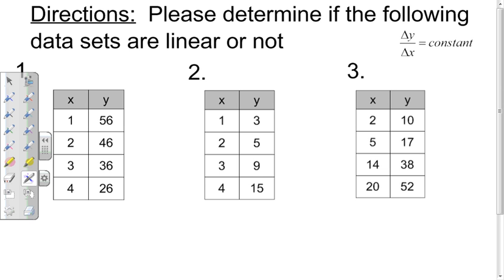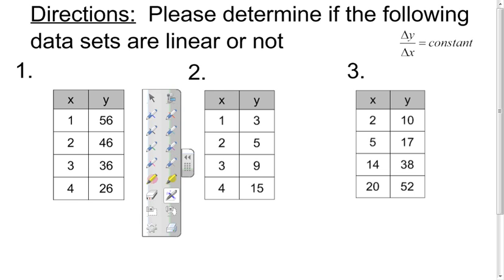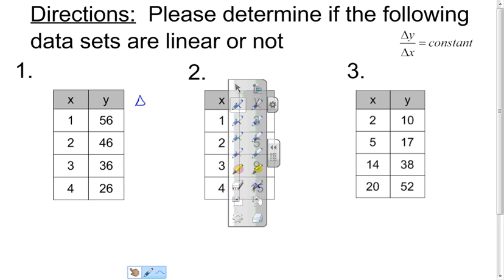Okay, so in my first data set, I have an x column and a y column. I'm going to make an additional column called delta y, and an additional column called delta x. My delta x is how much my value of x changes. In this column, it's very easy to see that they're all changing by ones. And then if I look at my delta y's, to go from 56 to 46 means you're going back 10, so it's negative. 46 to 36 is also back 10. And 36 to 26 is also back 10.